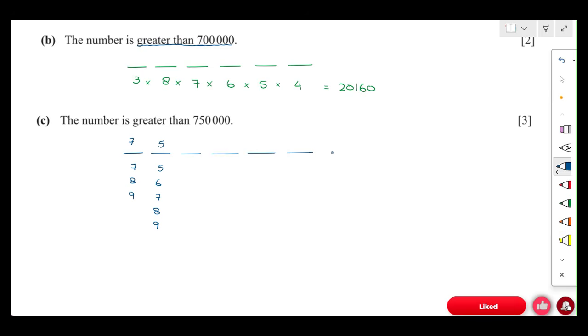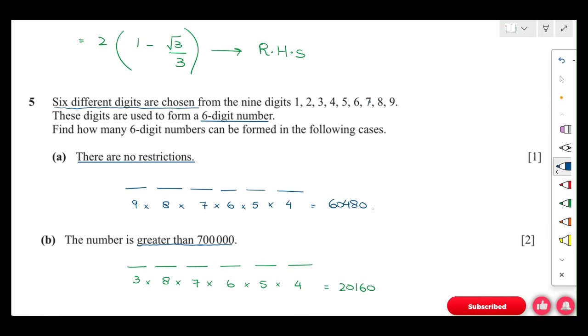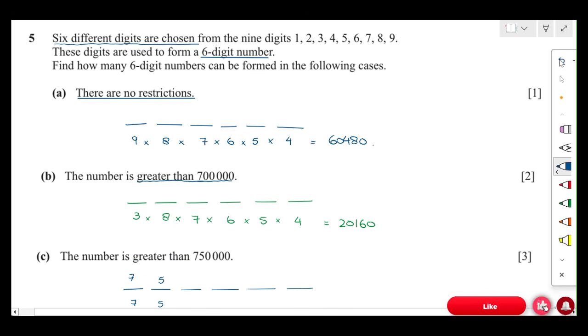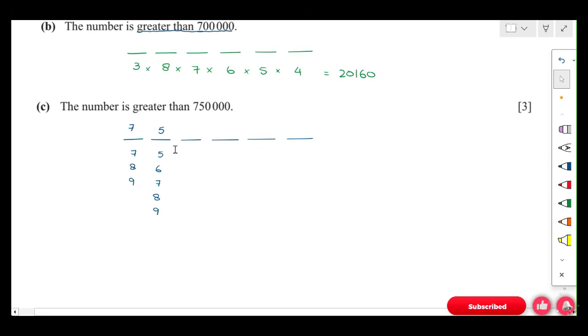2 digits are already taken out of the 9 digits. So if you took 7 and you have to take 5, then how many digits are left? 7 digits are left. So 7 options, and then 6 options, and then 5 options, and then we have 4 options. If 7 is already taken, you cannot put the 7 over here. So how many options do we have? 1, 2, 3, 4. We have 4 options over here.